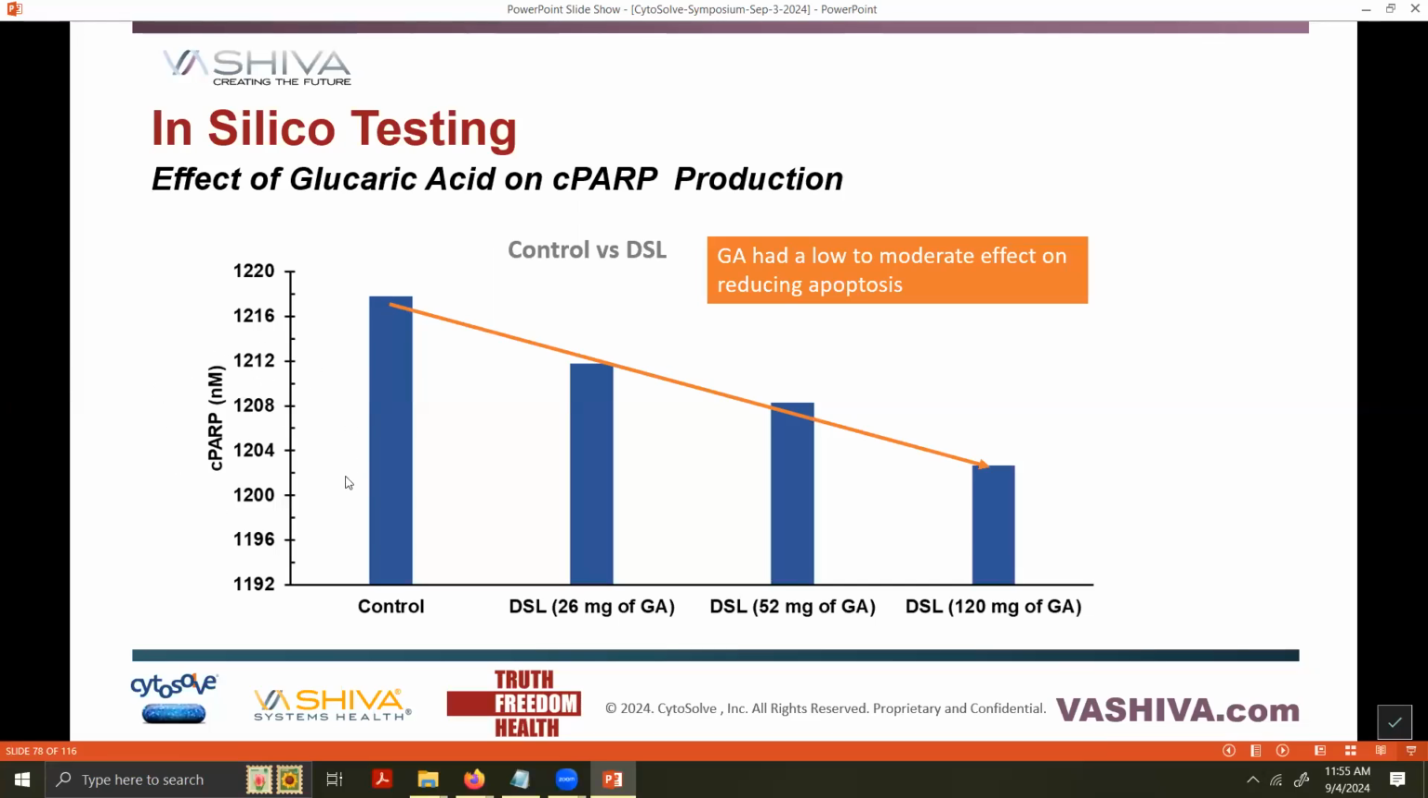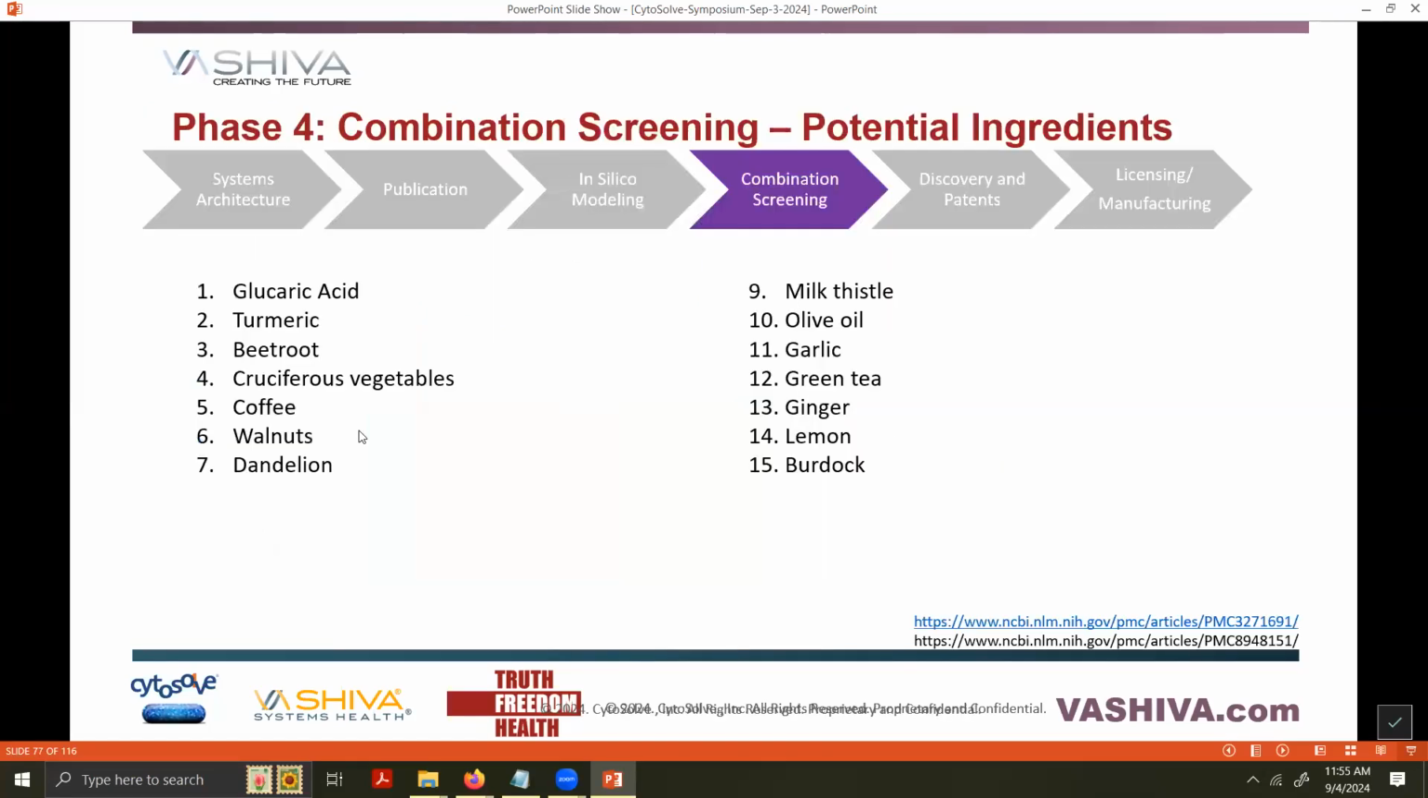So Prabhakar, can you just go back to the previous slide? Because I just want to let people know that what you're looking at here are, in the known literature right now, people have identified these 15 compounds, and some of them you may know. If you go online on YouTube, you'll see probably different videos on turmeric or beetroot or cruciferous vegetables.